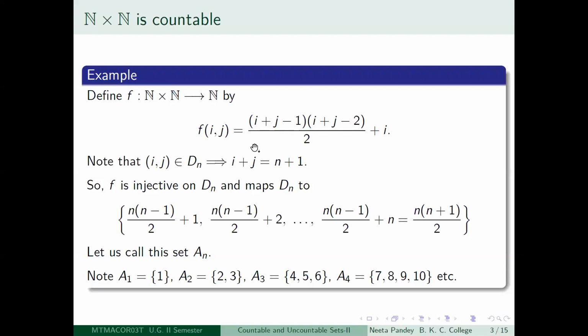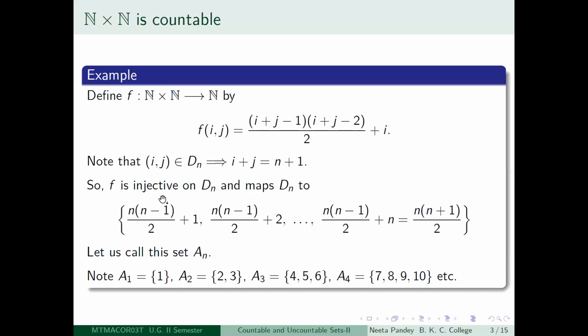Just notice that if I fix the elements of Dn, then i plus j is n plus 1. That is what we have observed. So where will any element (i, j) of Dn go? Since i plus j is n plus 1, n plus 1 minus 2 is n minus 1. So this will go to n times (n minus 1) by 2. And to make it injective, we add this indexing, so-called plus i.